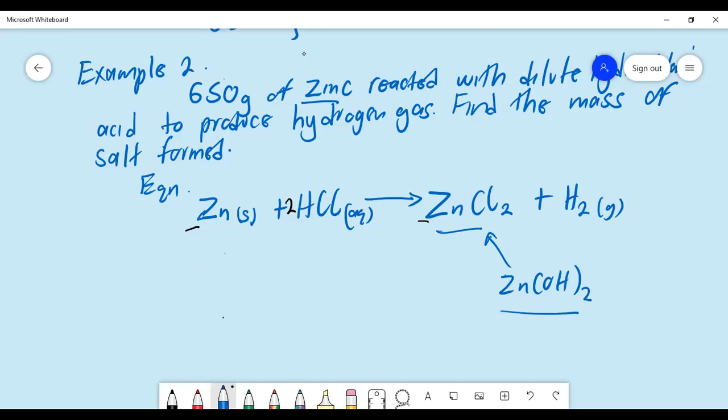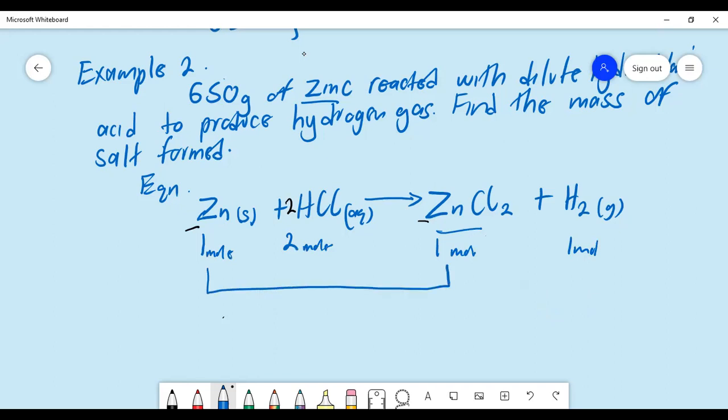But now this is the formula of zinc 2 chloride. That means chlorine is just 2 of them, and zinc is just 1. Zinc is 1. That means here the mole ratio is 1 to 2. That means 1 mole reacts with how many moles? With 2 moles of that. Even this one is 1 mole, this one is also 1 mole. But what are we comparing? We are comparing zinc with the salt formed. Are you getting it?